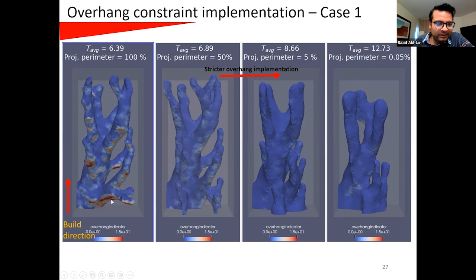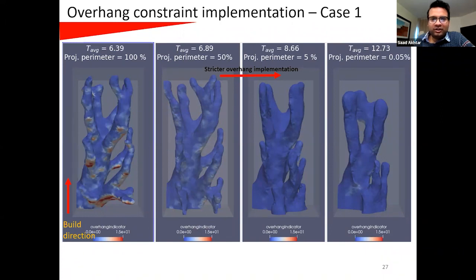So you see that in the initial no projected perimeter design, you have a lot of overhang areas. Whereas once you start implementing the overhang constraint, those areas are sort of eliminated, and the solver basically, it's very intuitive physically if you think about it, is rooting itself into the base plate so that those features can be manufactured. And of course, as you go stricter and stricter in the overhang implementation, you get more stringent constraints on the overhang angles.